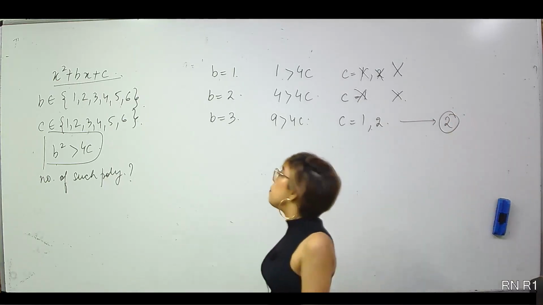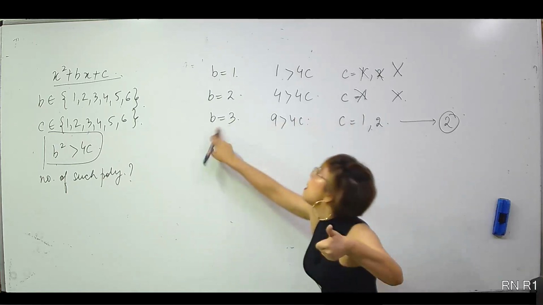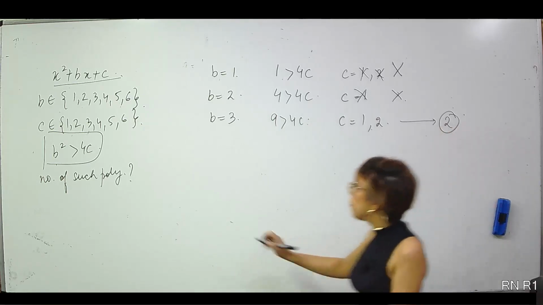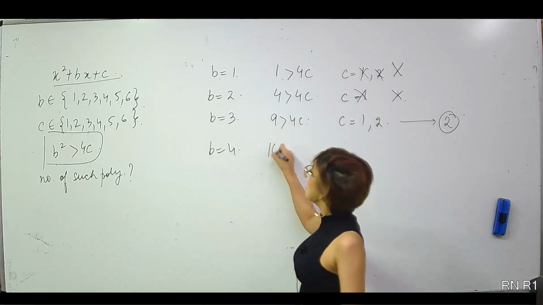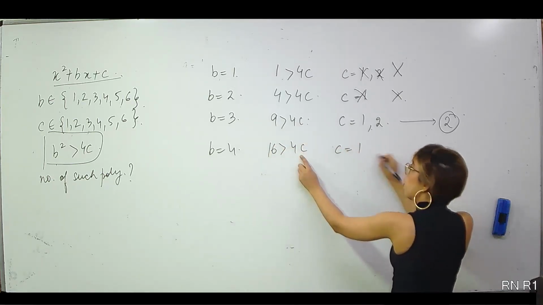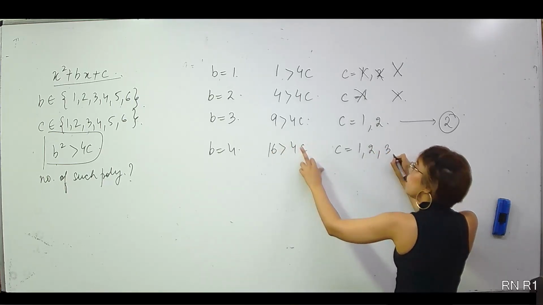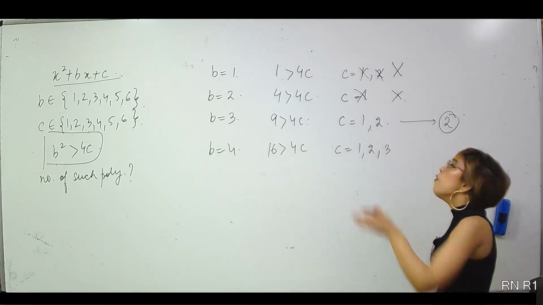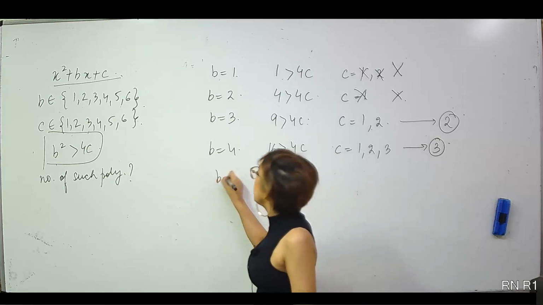That means when B is 3, C equal to 1 will give you 1 polynomial. When B is 3, C equal to 2 will give you another polynomial. So 2 polynomials you are getting. Now, B is equal to 4. So 4 squared is 16. 16 greater than 4c. Can I put C as 1? Yes, 16 is greater than 4. 2? Yes. 3? Yes, 16 is greater than 12. Can I put 4? 16 greater than 16? Absolutely not. From here, I'll get another 3 polynomials. Then, B as 5.